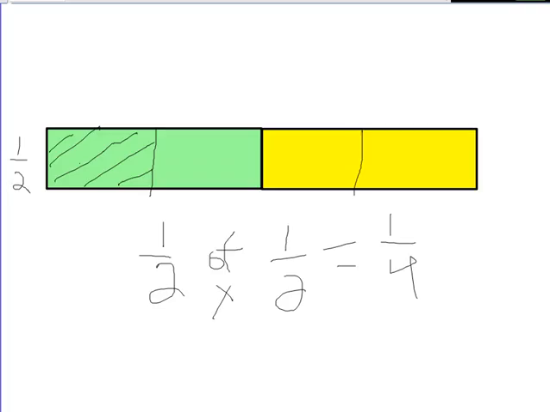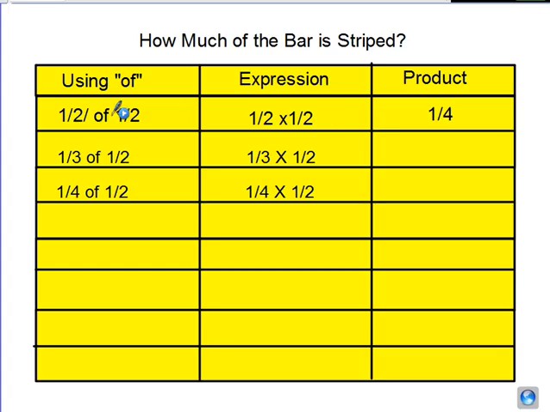If we look at this chart here, we have 1/2 of 1/2 equals 1/4. And I write it as an expression because of means times. I want you to add this to your notes: 1/2 of 1/2, and put the expression up there, equals 1/4.